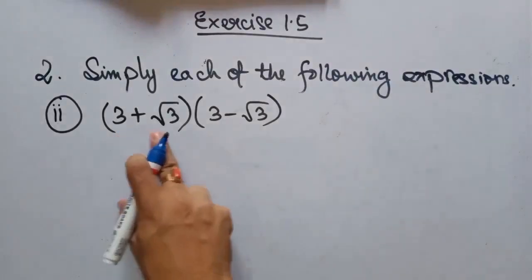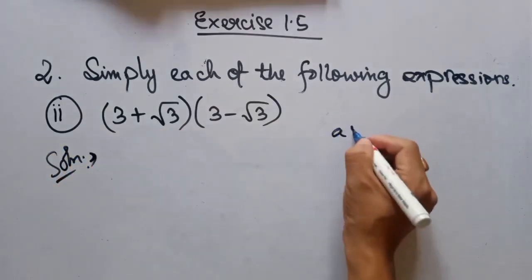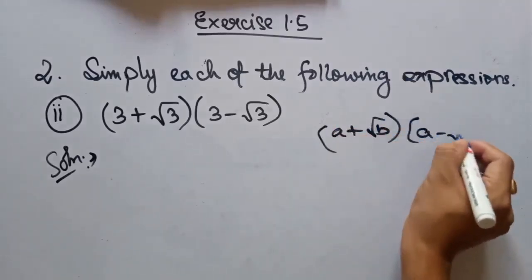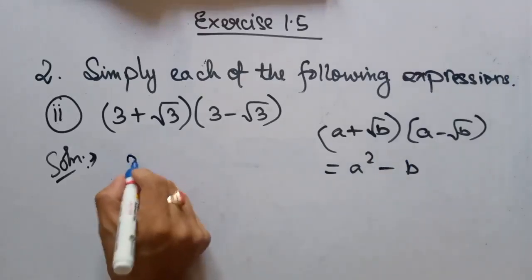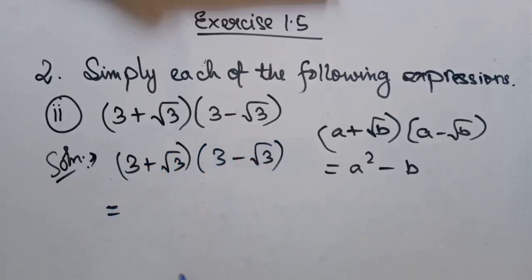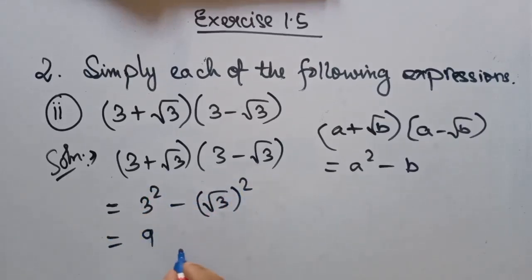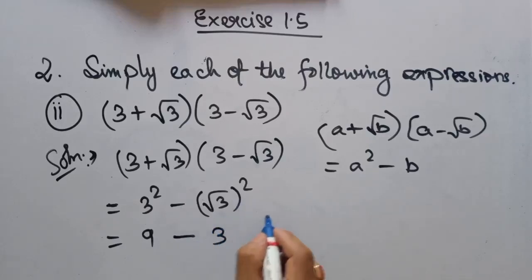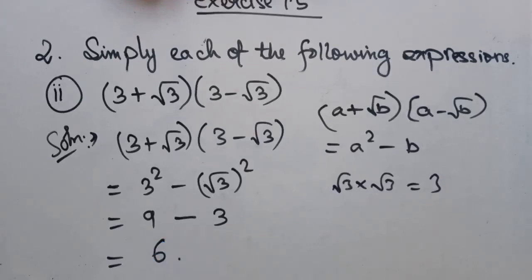Next, exercise 1.5, question number 2, Roman number 2. In Roman number 2, 3 plus root 3 whole into 3 minus root 3. Here we are going to use one of the identities for real numbers, that is a plus root b whole into a minus root b equal to a square minus b. So using this identity, 3 plus root 3 whole into 3 minus root 3 equal to 3 square minus root 3 square, equal to 9, since 3 square is 9, minus root 3 square is 3, that is root 3 into root 3 equal to 3, which is equal to 6. So after simplification, the expression 3 plus root 3 whole into 3 minus root 3 gives us 6.